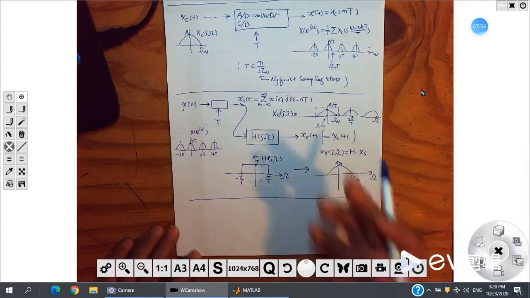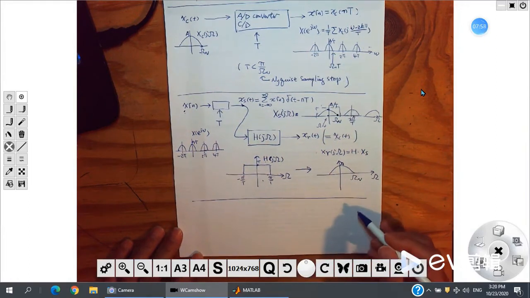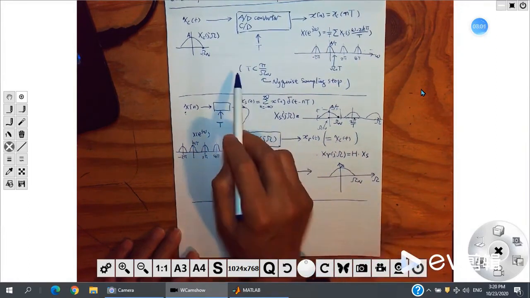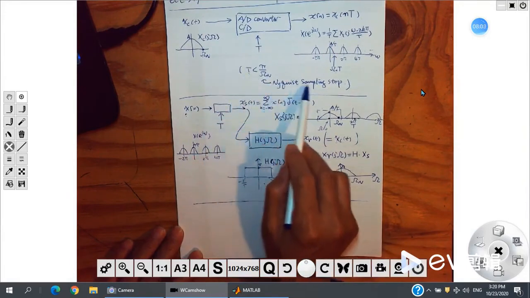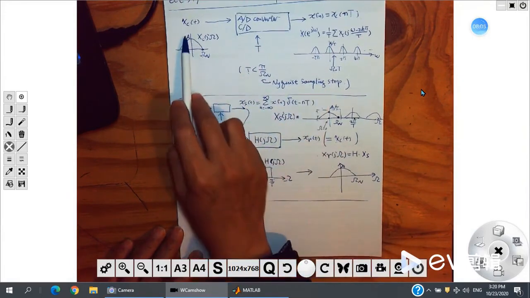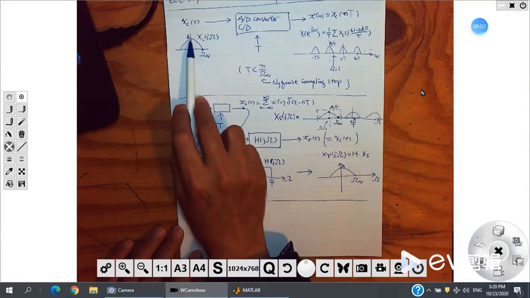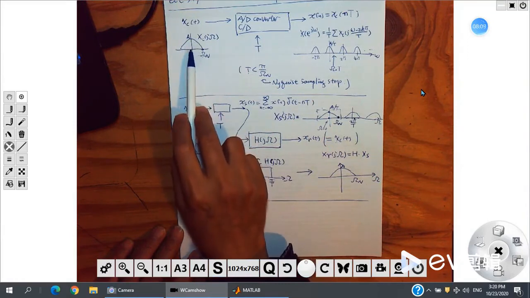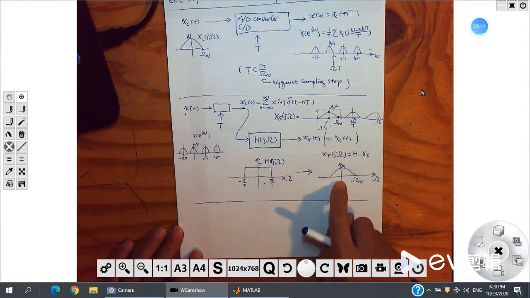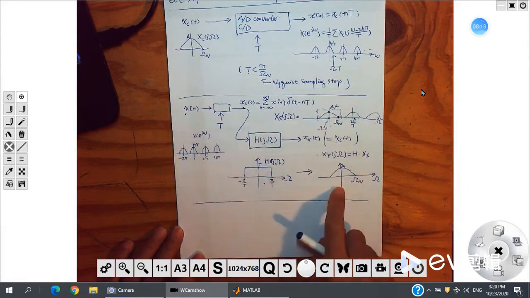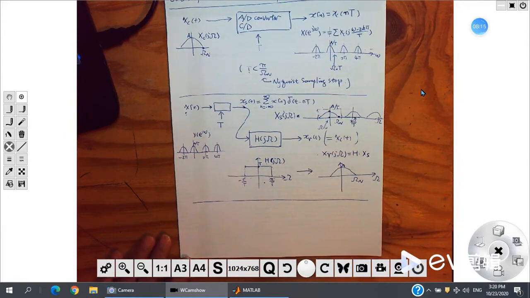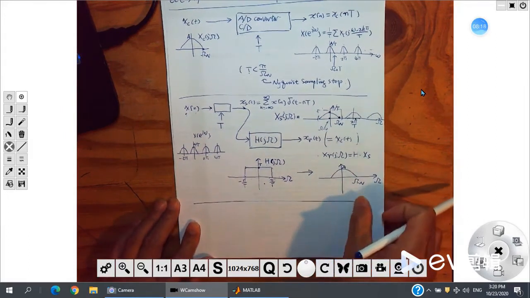Of course, here we need the requirement, right? We need a T no more than the sampling step, and the signal itself is band limited. So under this condition, we can have this way to restore the original signal. Okay, now we consider a different case.